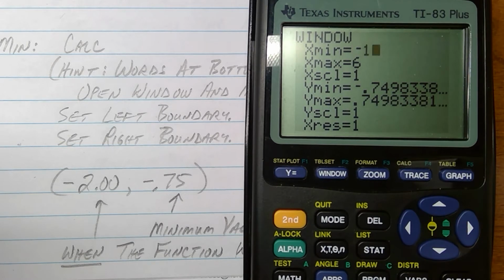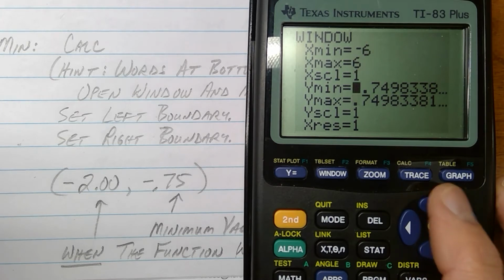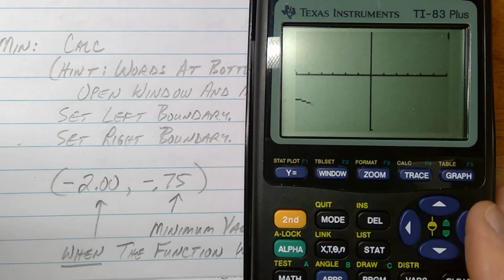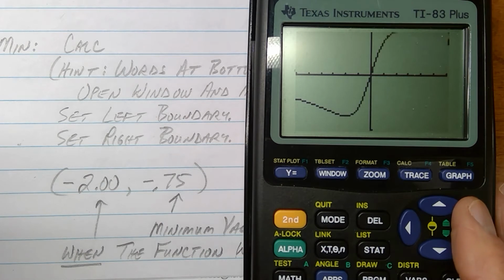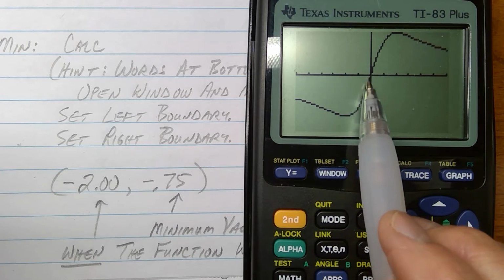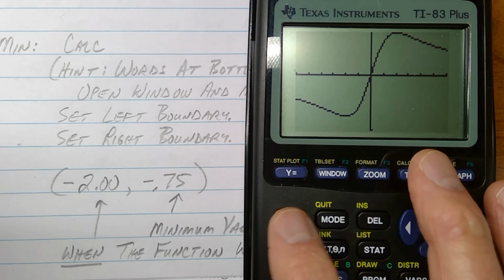How about -1? Whoops, that's not the right one. How about instead of negative 3/4 of a step down, let's go negative 1 whole step down. And I'm just going to press graph and take a look. That's getting pretty close. I need to move the window just a little bit further down. So I've moved it a full step down. Now I'm just going to move it 1.5 steps down.